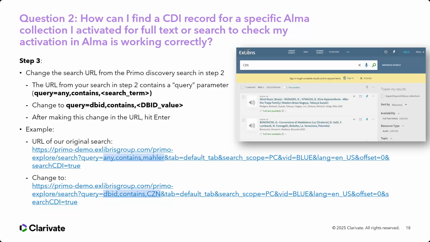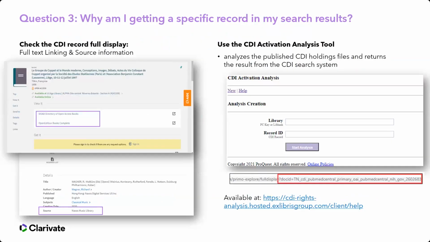So if I change this URL in my location bar according to what I just defined, and I press enter, what will happen is I'm going to send to CDI a query that says, give me all the records that contain a DBID with this CZN, and that gives you all the records that are affiliated with this collection. So this is a very good way to check that you get records when you search for this newly activated collection in ALMA. So this is question number 2.